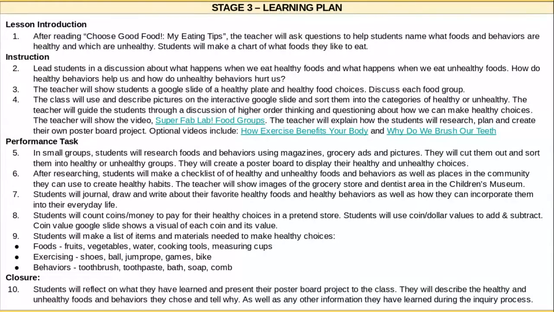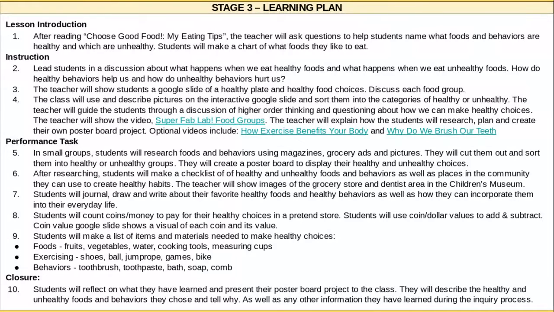For foods, they would need fruits, vegetables, water, cooking tools, measuring cups. For exercising, they would need shoes, balls, toys, jump rope, games, bike. And for behaviors, that would be a toothbrush, toothpaste, a bath, soap, comb, anything that you would need to create healthy habits and make healthy choices in their life.